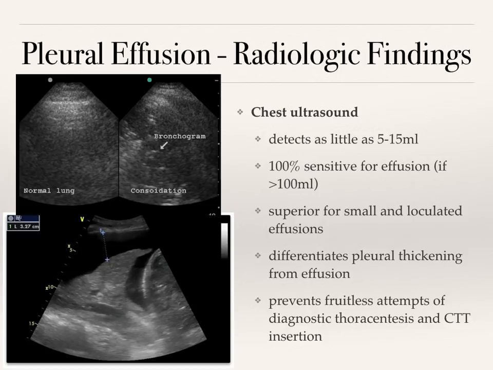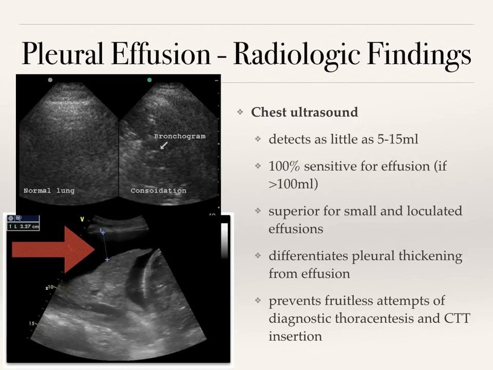Another modality of choice is chest ultrasound. It detects as little as 5 to 15 ml of fluid. It increases its sensitivity if the fluid is more than 100 ml. It's superior for small and loculated effusions. It differentiates pleural thickening from effusions. It prevents fruitless attempts at diagnostic thoracentesis and CTT insertion.